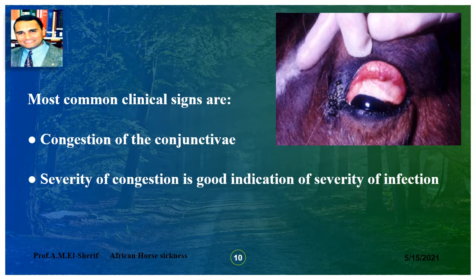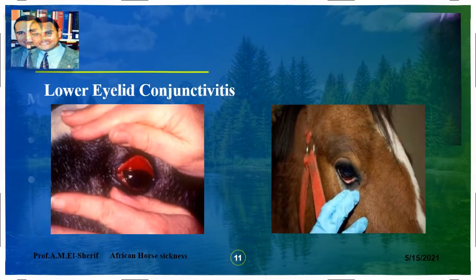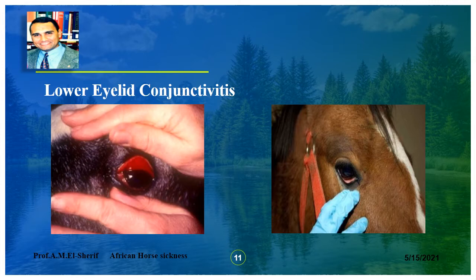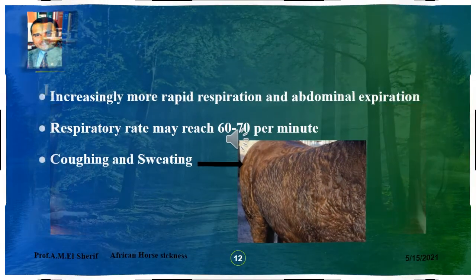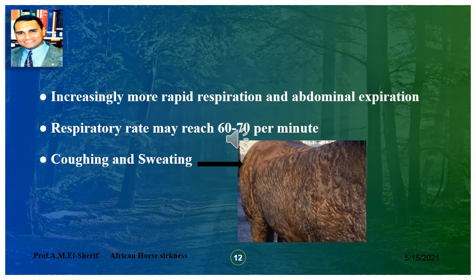The most common clinical sign is congestion of the conjunctiva. The severity of congestion is a good indication of severe infection. These pictures show lower eyelid conjunctivitis in horses infected with African horse sickness disease. There is increasingly more rapid respiration and abdominal expiration. Respiratory rate may reach 60 to 70 per minute, with coughing and sweating.